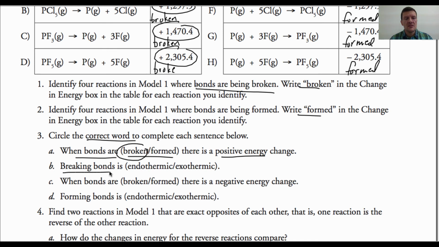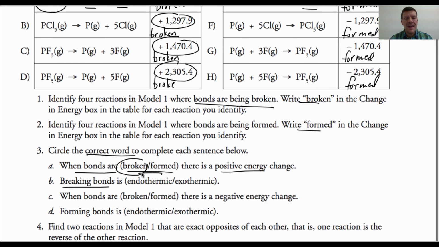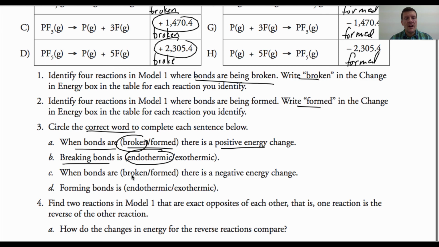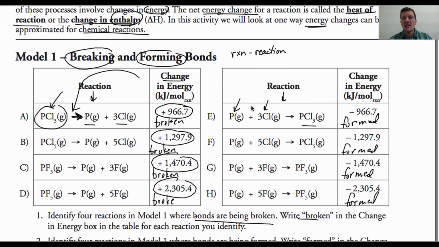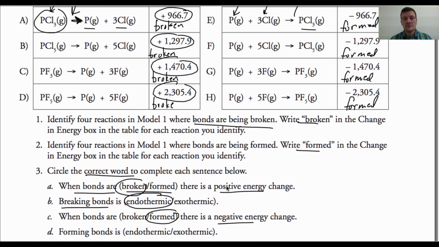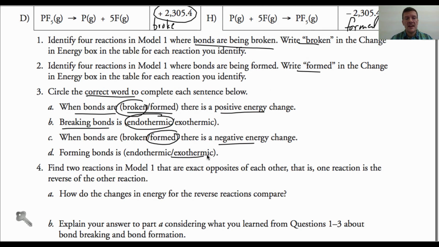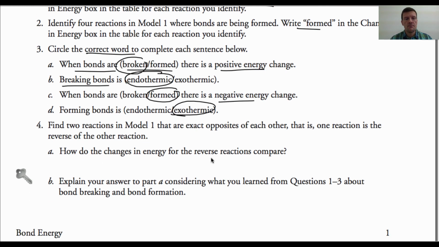Breaking bonds, therefore, that is endothermic. Endothermic, entering, heat is entering the system. Heat is entering the reaction. When bonds are formed, negative energy. Negative energy means that when it does occur, heat energy is released. Heat energy goes out of the system and it is released into the surroundings. That is exothermic reaction. Exiting the reaction, exiting the system.